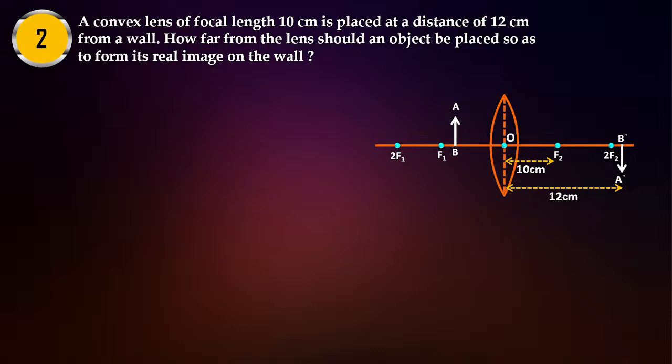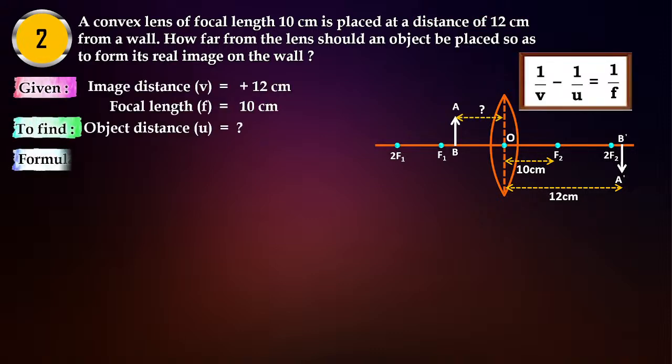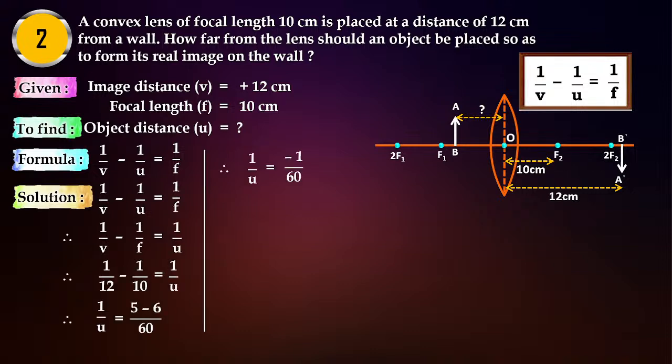So the same formula I am going to use: 1/v minus 1/u. Okay, this is the formula. Now look at this. Image distance I am writing plus 12. Why am I writing plus 12? Because it is on the right side. Okay, good. If you understand this, the whole process looks easy, and finally you'll get the answer as u is equal to minus 60.